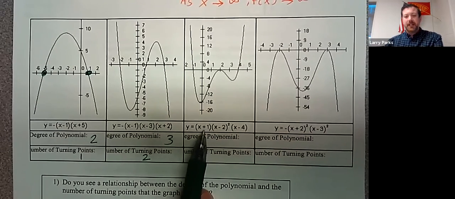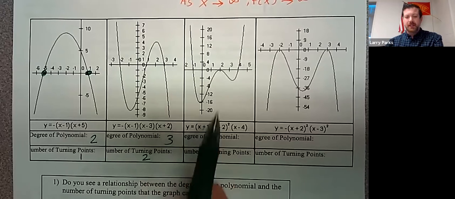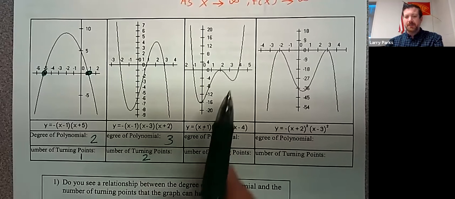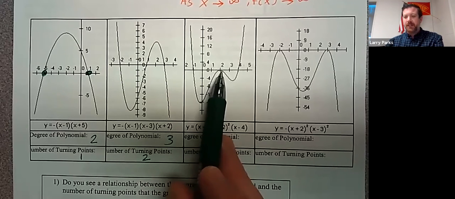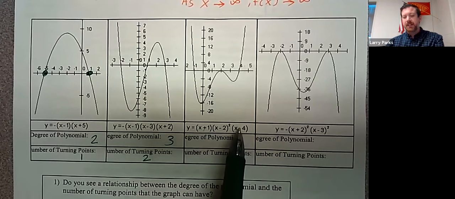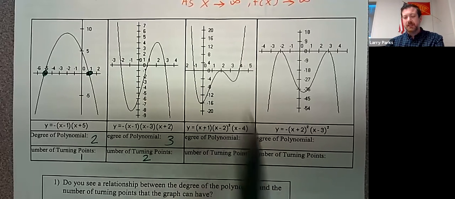Here, I have a solution at -1. I have a solution at 2 twice. So notice whenever you have an even solution or even multiplicity, that's when it comes up, touches, comes back down. And then I have a solution at 4.